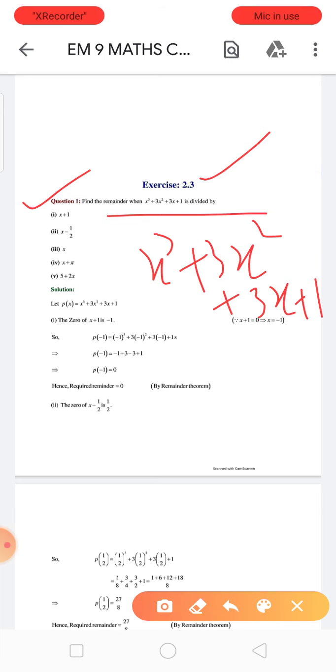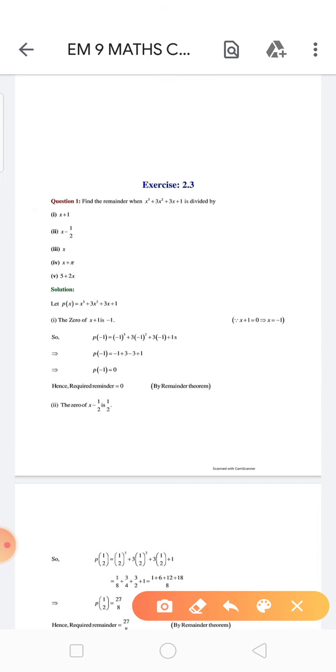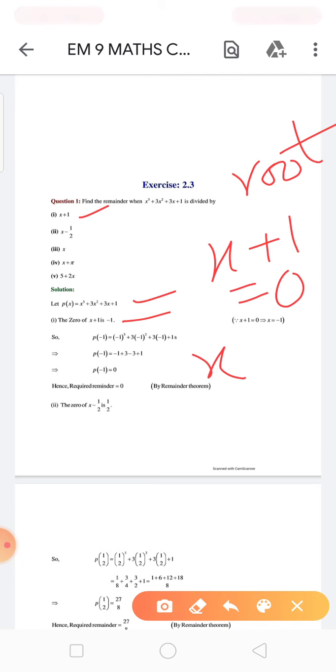So our polynomial p(x) is fixed. We write our polynomial and divide as each question says. In question 1, we divide our polynomial by x + 1. In the solution, let our polynomial be p(x). First we find the root of the divisor by equating it to 0. We get x = −1.